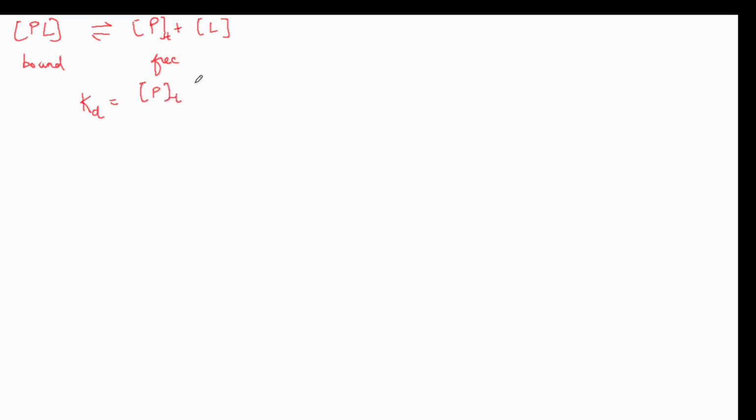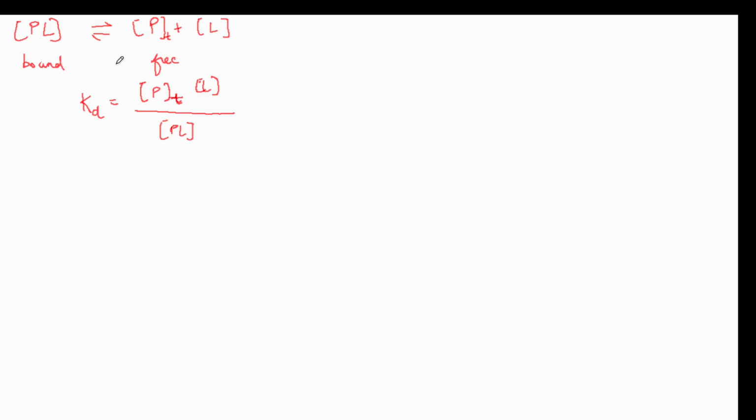Product upon reactant. This is the protein concentration, this is the ligand concentration, the product of the products upon the reactants, upon the bound protein. Very simple, dissociation constant.